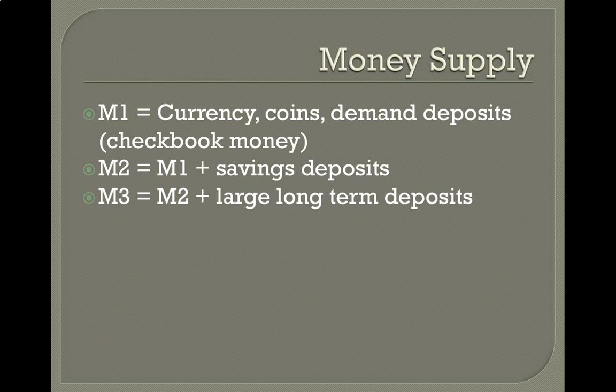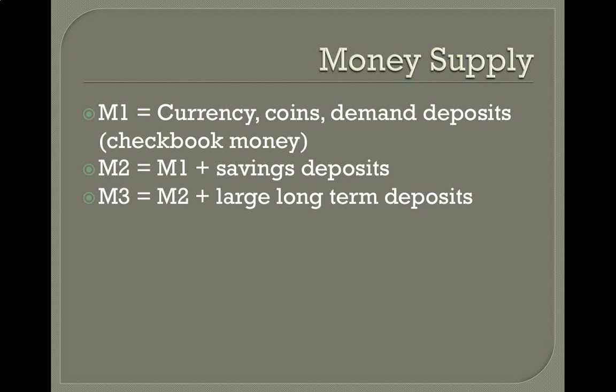Talking about the money supply, there are 3 different definitions of money. The first one is M1, and that's equal to all the currency, coins, and demand deposits, which is the same thing as checkbook money. You need to think of M1 as the money that you can actually spend. You can take cash, coins, or checkbook money to a store and actually purchase something with that. So M1 is all of the actual money that we have out that we can spend.